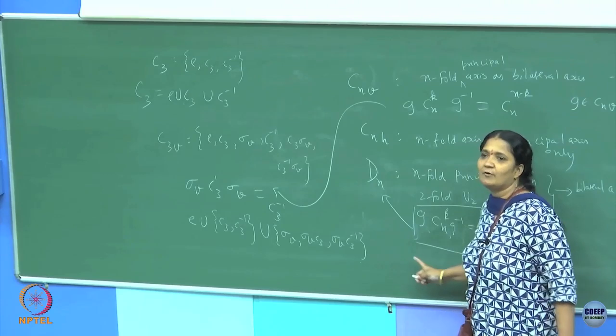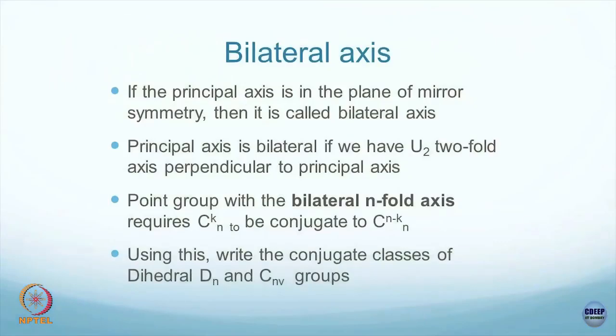I also want you to check for D 3 what happens, ok. I will leave it to you to check that, ok. So, I have tried to give you some flavor for C 3 v here, but I will leave it to you to check what are the conjugacy classes breaking like this for C 4 v, C 5 v, in general a C n v. And also to get some feel on dihedral groups. I have not done D 3, but you can do it and generalize it to dihedral groups with an n fold principal axis, that is the meaning of D n, ok.